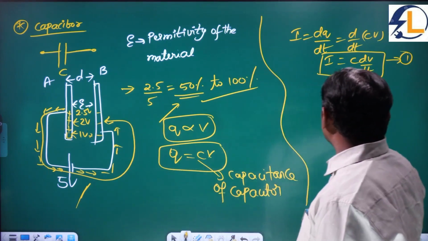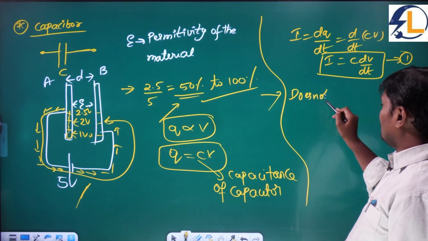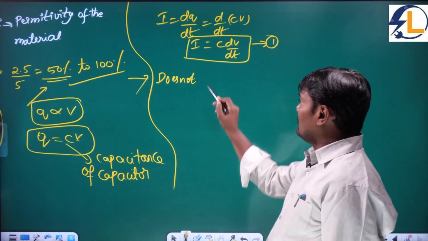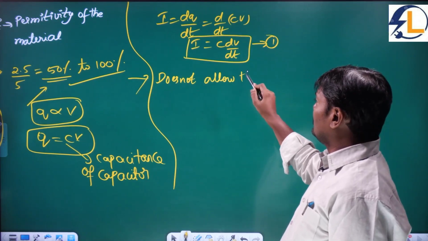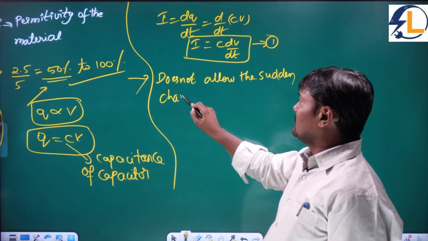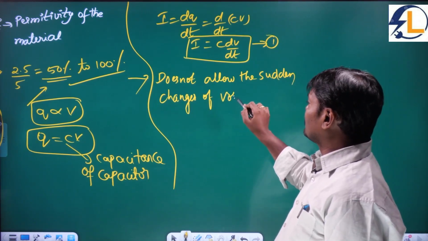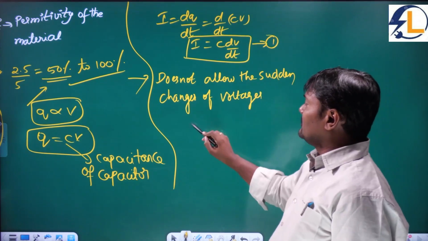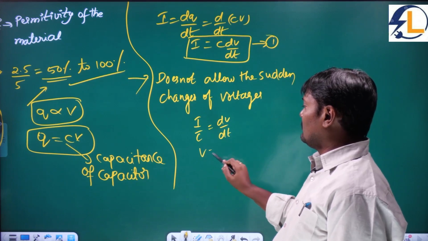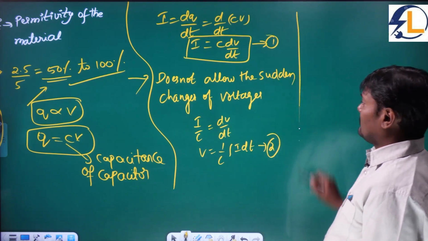So a capacitor does not allow sudden changes of the voltages. This is the first property, and it is very, very important. And from I equals C dV by dt, we get V equals 1 by C integration of I dt. This is the second one.